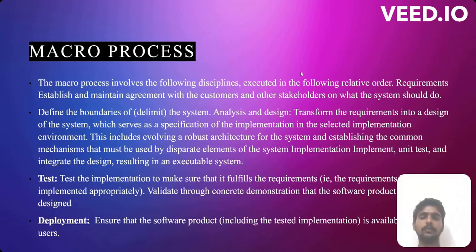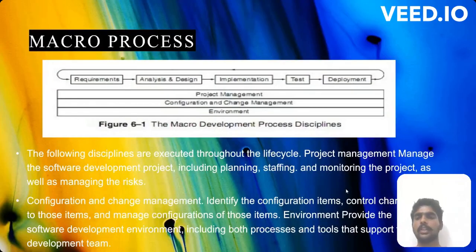Next, we discuss testing. Testing is the verification of the implementation to make sure that it fulfills the requirements, evaluating through demonstration that the software product functions as designed. Now we discuss deployment. Deployment means ensuring that the software product is available for its end users. This is the process of macro development.